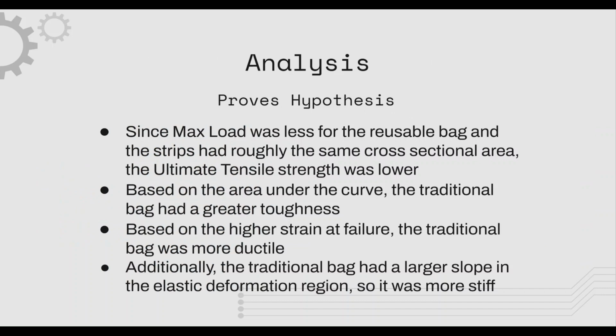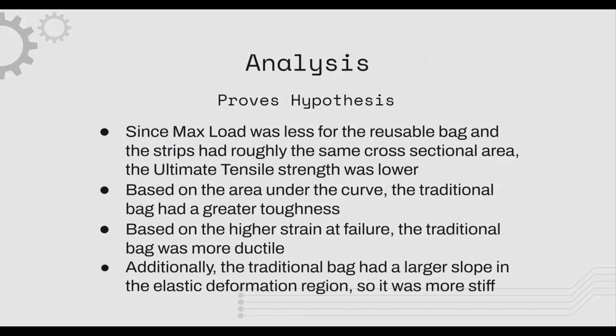So, based on this data, we were able to prove our hypothesis. Since the max load was less for the reusable bag and the strips were made to have roughly the same cross-sectional area, the ultimate tensile strength of the reusable bag was lower than the tensile strength for the traditional bag.